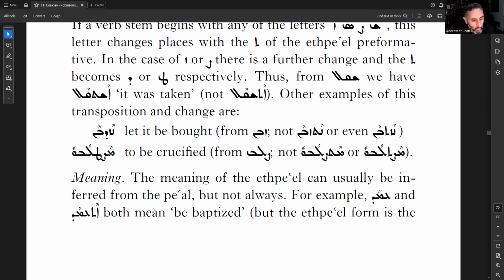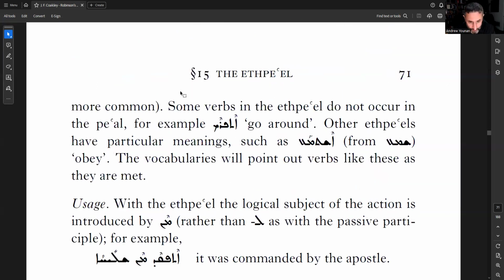So again, the root of this is sadeh, lamad, beth. The taith is not part of the root. It's part of the passive form. Meaning, the meaning of the ithpil can usually be inferred from the pa'al, but not always. For example, amad and ith'amid both mean be baptized. Amad can also mean to baptize, but whatever, that's fine. But the ithpil form is the more common.